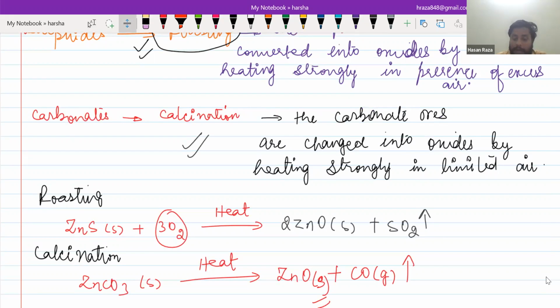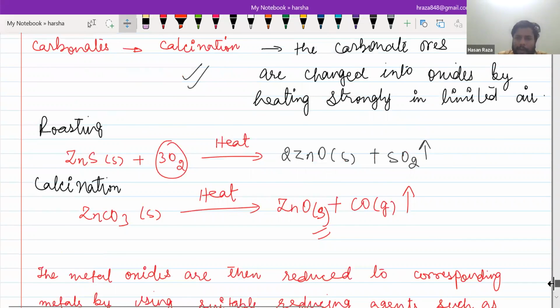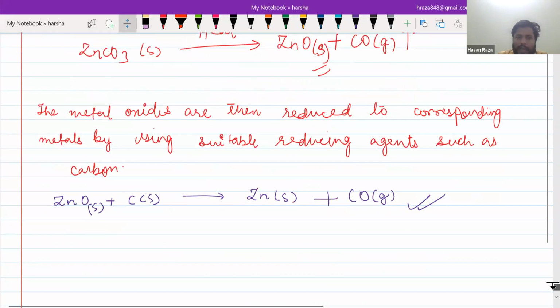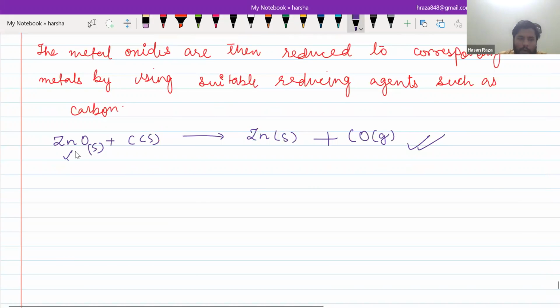Reactivity and metals with medium reactivity. Now, you have seen that metals with medium reactivity will be reduced with the help of carbon. This zinc oxide solid will be reacting with carbon, and carbon can easily reduce this zinc by taking oxygen from zinc, and it will be Zn and CO. So now you can see zinc is alone, that means purified.